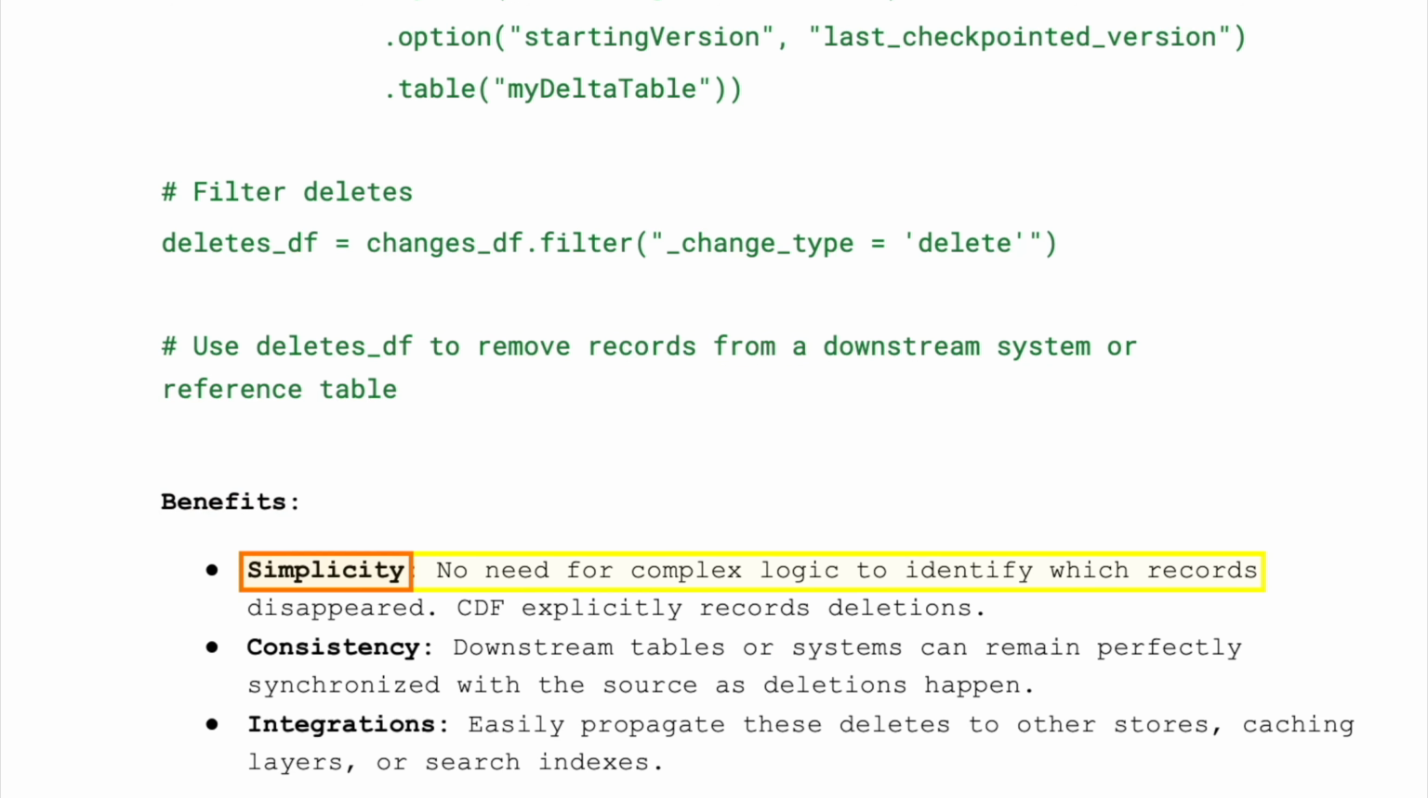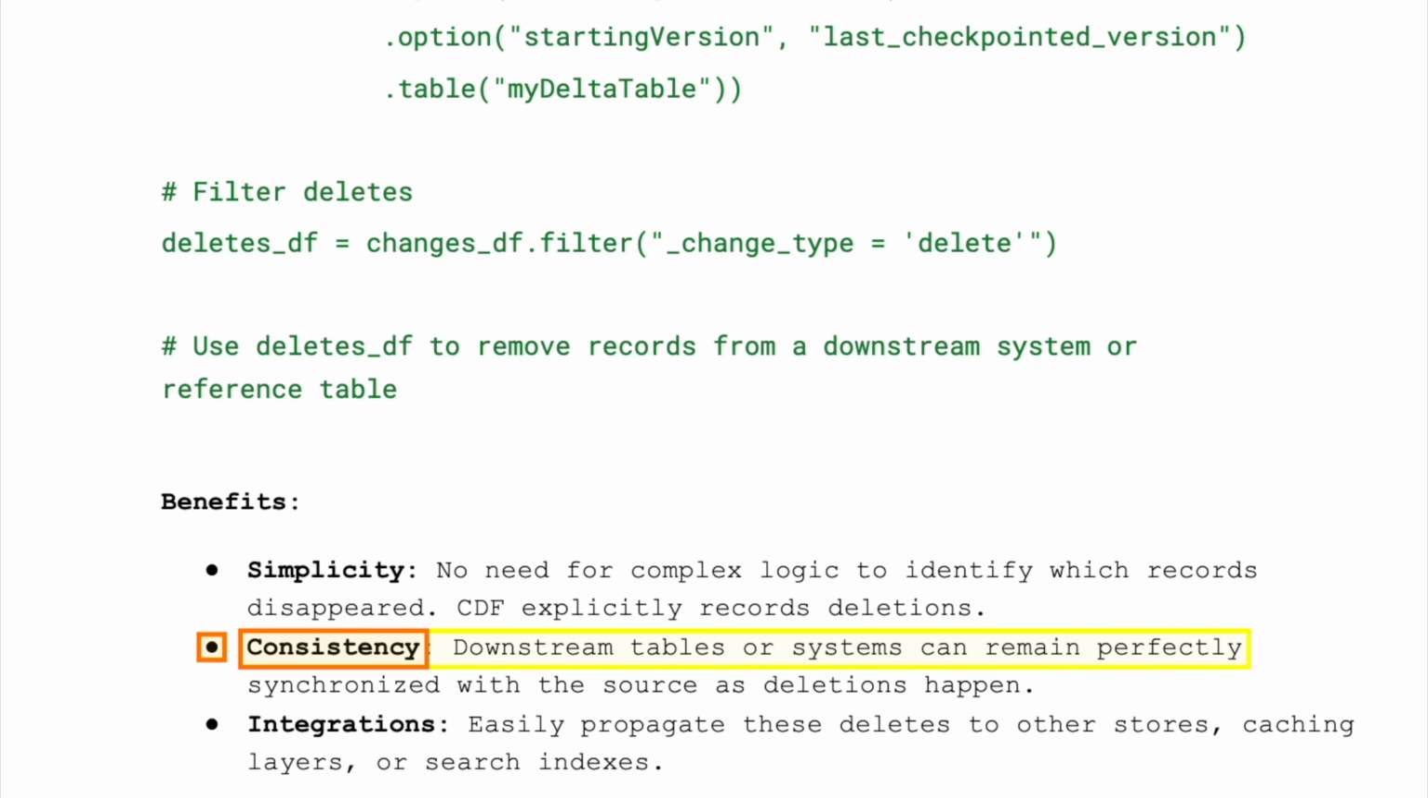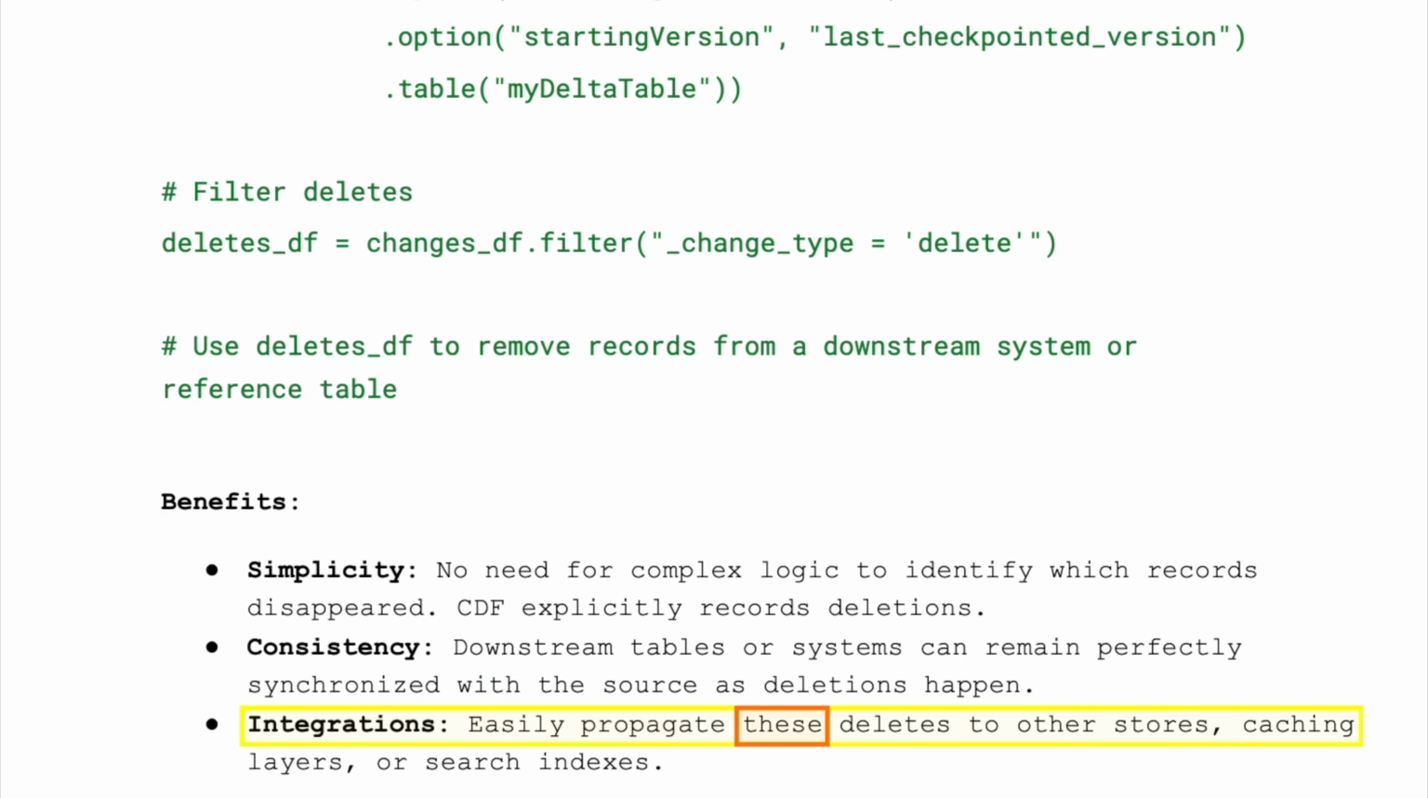Benefits. Simplicity: no need for complex logic to identify which records disappeared. CDF explicitly records deletions. Consistency: downstream tables or systems can remain perfectly synchronized with the source as deletions happen. Integrations: easily propagate these deletes to other stores, caching layers, or search indexes.